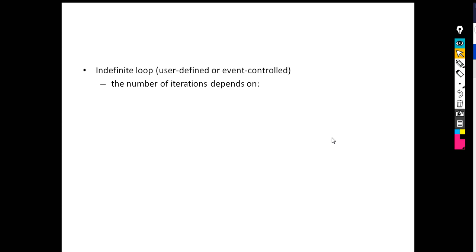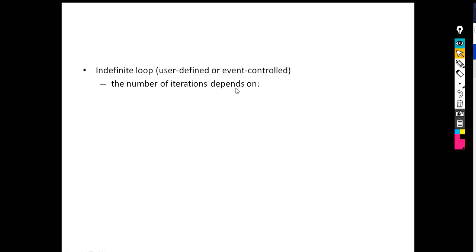So it's indefinite. There's not a definite pre-planned, predetermined number of times it's going to be iterating. Also, it's called an event-controlled loop because a certain event happens that causes the loop to stop. Again, the programmer doesn't know when that's going to happen, so it's not predetermined. It depends upon an event or upon the user.